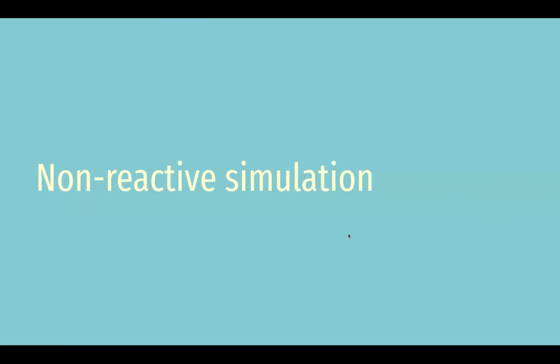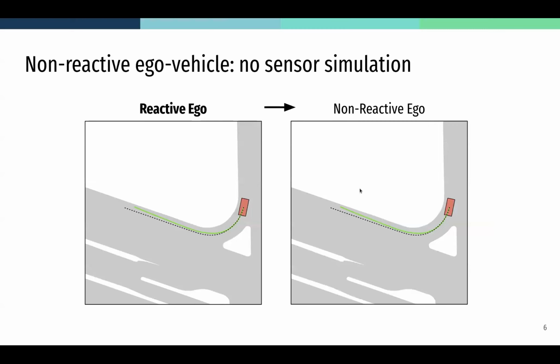So what we use for benchmarking these VLMs is something called non-reactive simulation. I'll go a bit into how exactly this works. Normally in a simulator, you have a vehicle that makes a new prediction at every simulation tick. This is what I'm going to visualize on the left here in an animation.